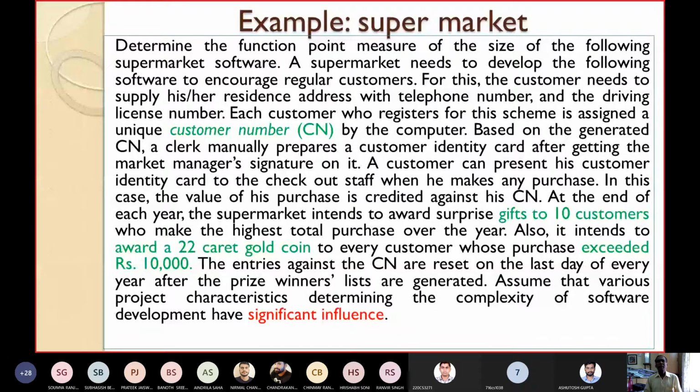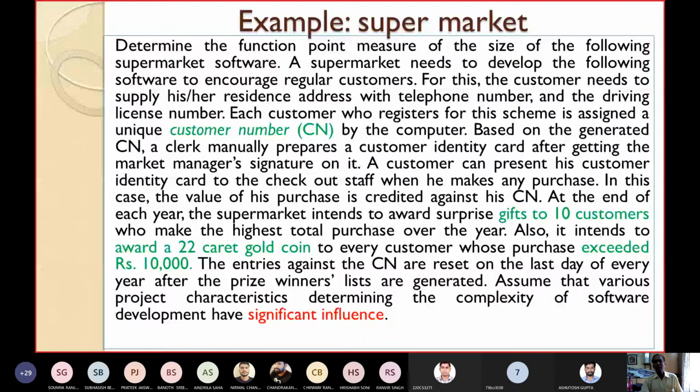For this, the customer needs to first supply his or her residence address with the telephone number and the driving license number. Each customer who registers for this scheme is assigned a unique identification number, called the customer number, by the computer automatically. Based on the generated customer number, a clerk manually prepares a customer identity card after getting the market manager's signature on it. Then a customer can present his customer identity card to whom? To the checkout staff when he makes any purchase. In this case, the value of his purchase will be credited against his customer number.